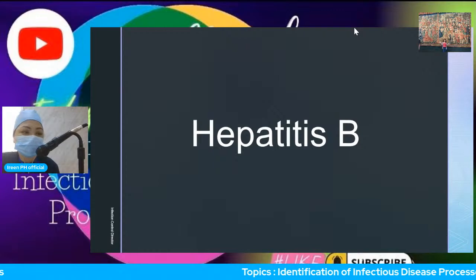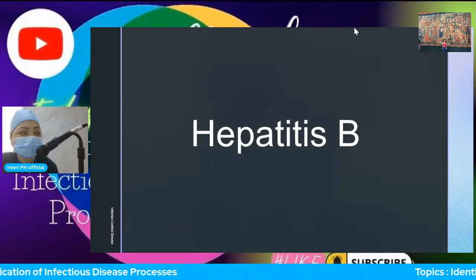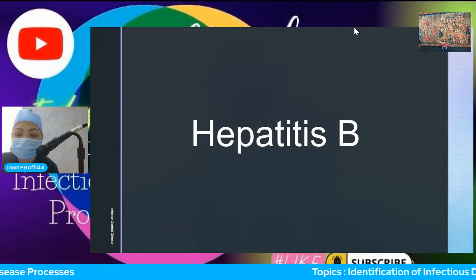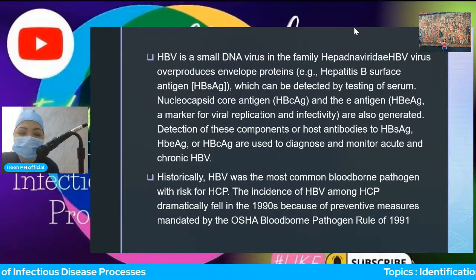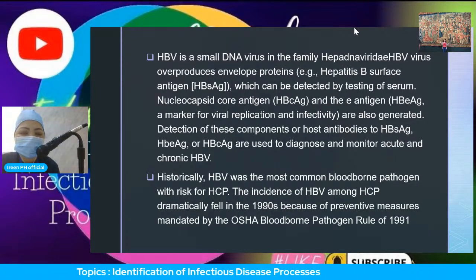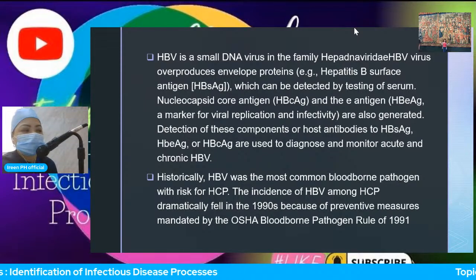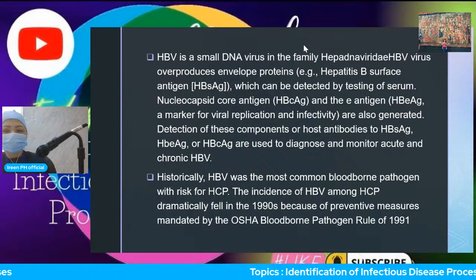Next, what is next? This is your hepatitis B, the most common. Hepatitis B virus is a small DNA virus in the family of Hepadnaviridae. Hepatitis B virus overproduces envelope proteins.